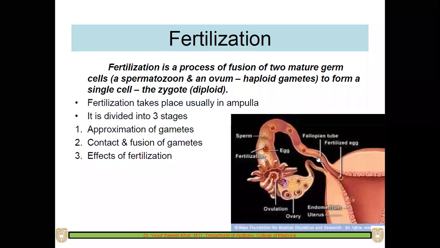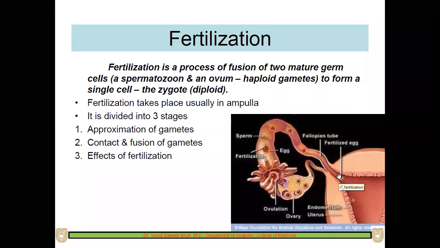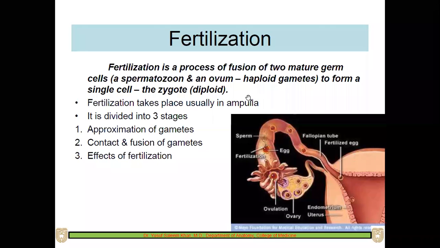Okay, fertilization takes place in the ampulla. As we know, the fallopian tube is a long tube and it has four parts. One is the infundibulum, then we have the dilated part called the ampulla, then we have the isthmus, the narrow part, and the most narrow part, which is called the intramural part. Okay, out of this, fertilization usually occurs in the ampulla, the most dilated part of the fallopian tube, where the fertilization will take place.